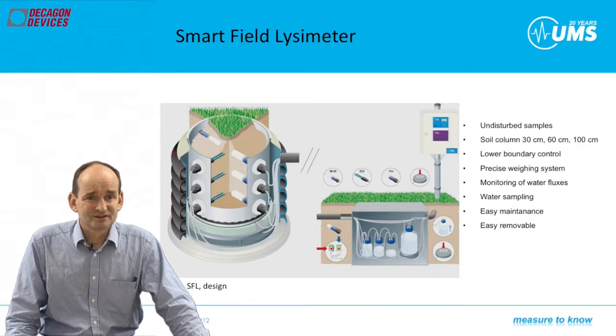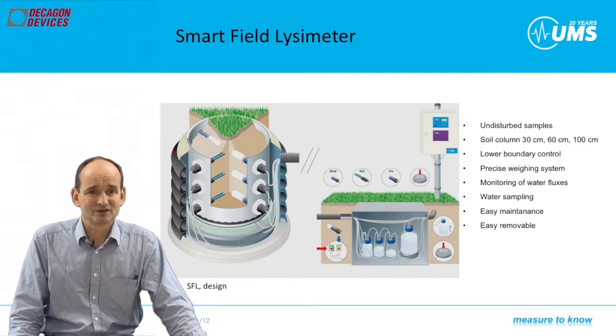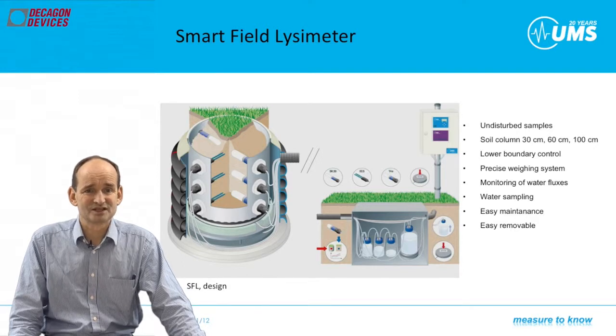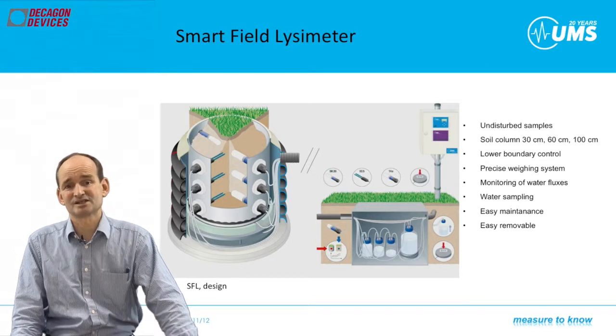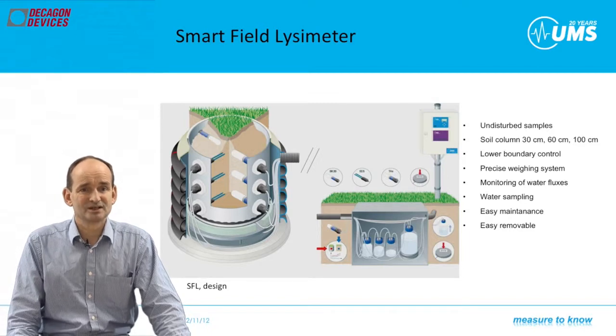is shown here in this picture. The following points make the Smart Field Lysimeter unique. The lysimeter cylinder, of course, is made again of stainless steel but with smooth surfaces to prevent friction during the excavation process. It has sensor ports in different depths depending on the complete depth of the lysimeter.